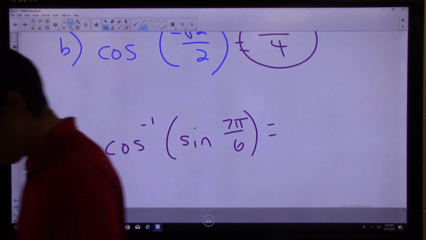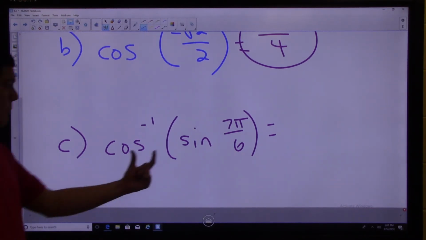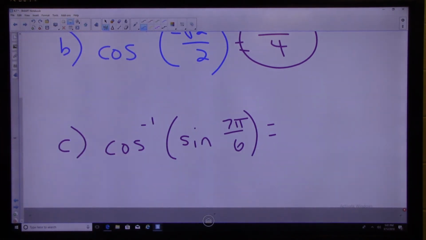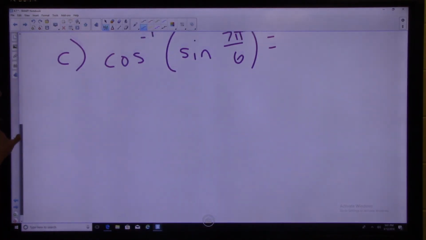If you have a problem like this, again, just like we did one of these last video, what you need to do is first do parentheses. So order of operations, do parentheses first. So figure out what sine of 7 pi over 6 is. This one takes a little bit more work. So what is the sine of 7 pi over 6?